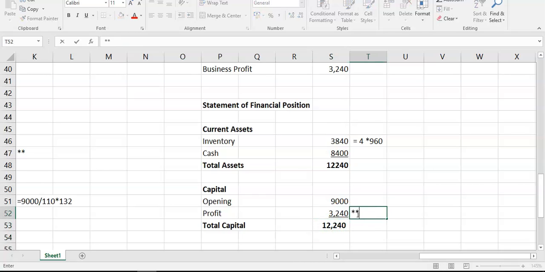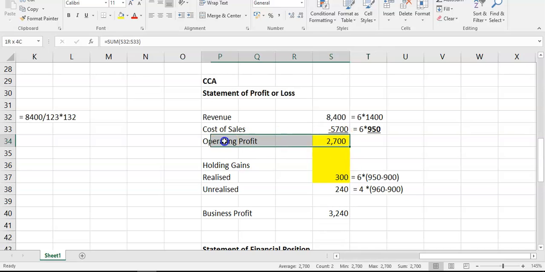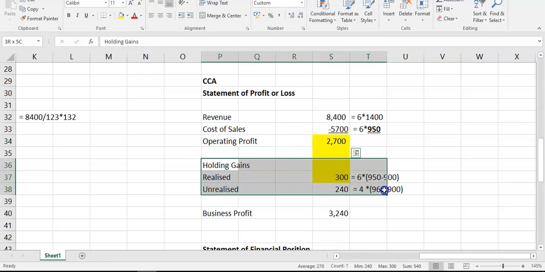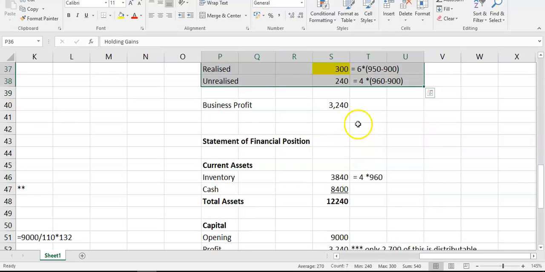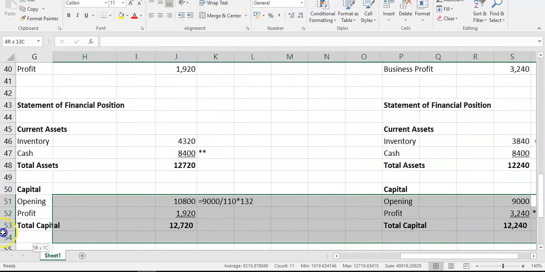But remember there, only 2.7 of this is distributable. So that's an important distinction. You cannot distribute all of that 3,240. You can only distribute the operating profit. The holding gains are calculated to show the rise in the value of assets, but they're not allowed to be distributed, because if you did, you would have that limitation of historical cost accounting where you would erode the operating capacity of the business, meaning you couldn't buy the same level of goods next year because you don't have enough money.